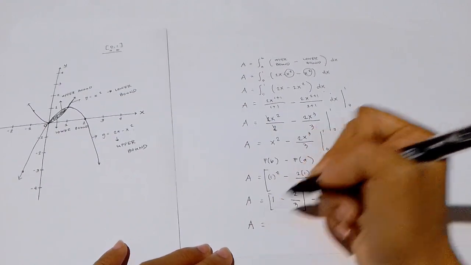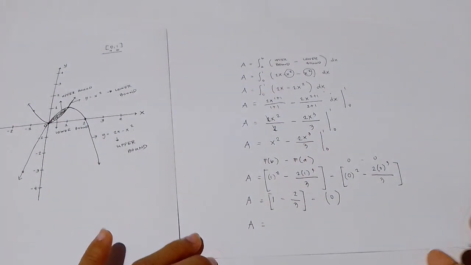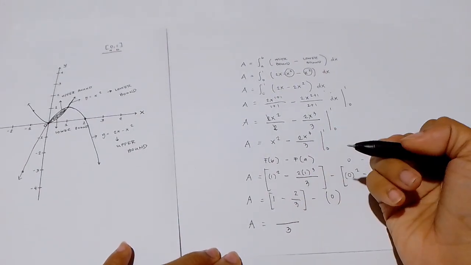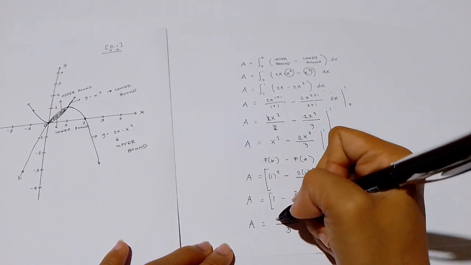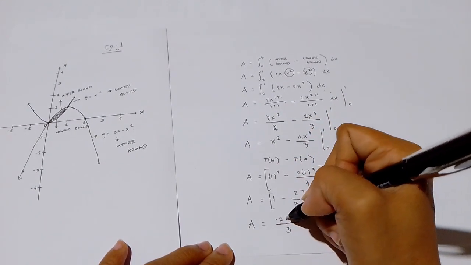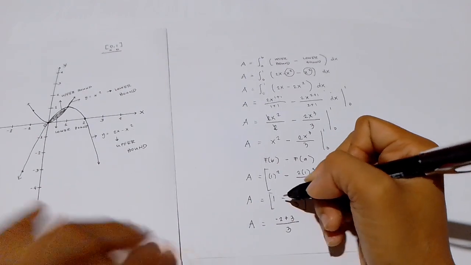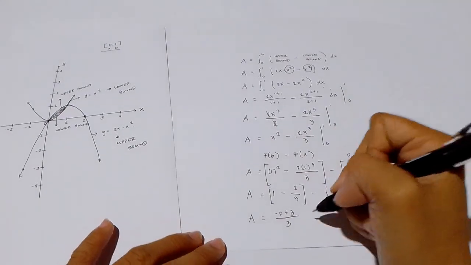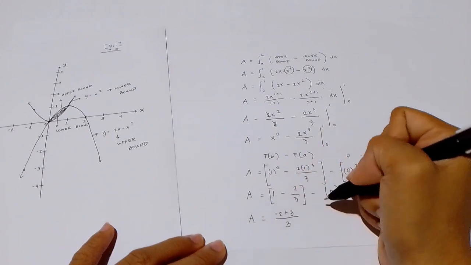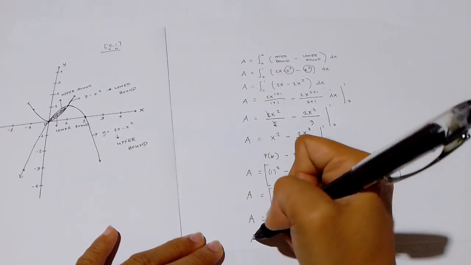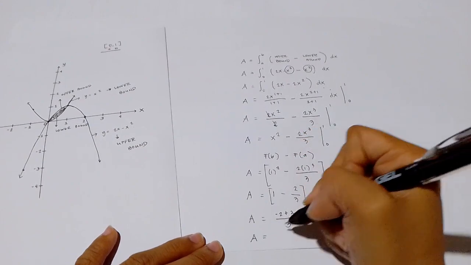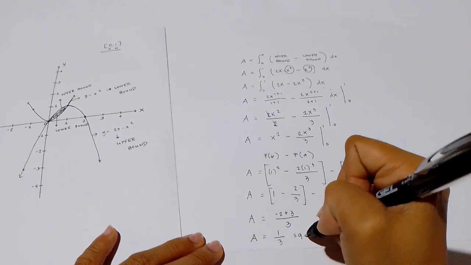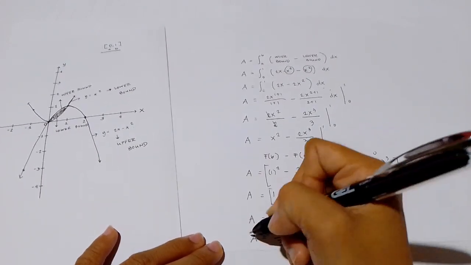So A is equal to, over 3, then negative 2 plus 3. 3 times 1 is equal to 3. So we have here area is equal to negative 2 plus 3 is 1 over 3 square units.